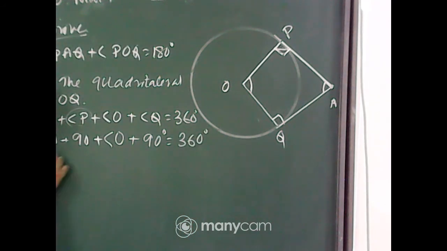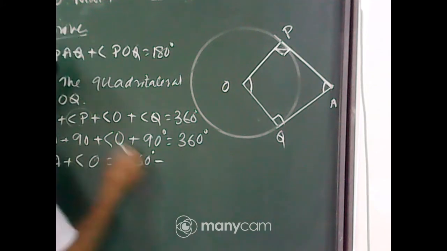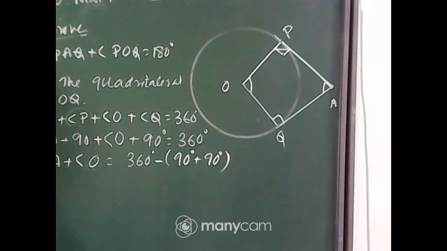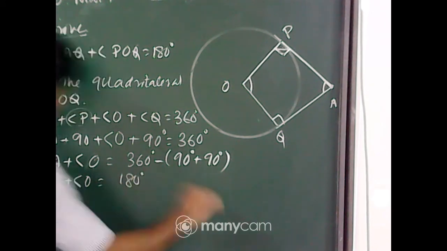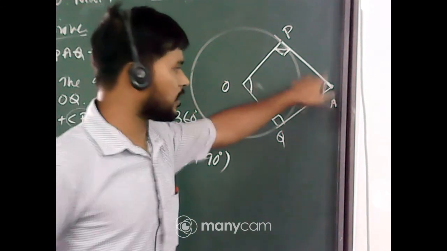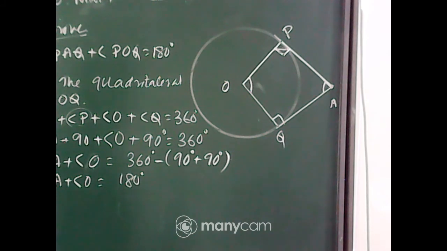Now find the value of angle A and angle O. Sorry, this is O, not Q. So that is 360 degree minus 90 degree plus 90 degree. So angle A plus angle O is equal to 180. If you do the calculation, the sum will be 180 degree. This angle plus this angle, these two angles are supplementary angles to each other, and hence the proof. Angle A plus angle O is equal to 180. A very simple proof, isn't it?